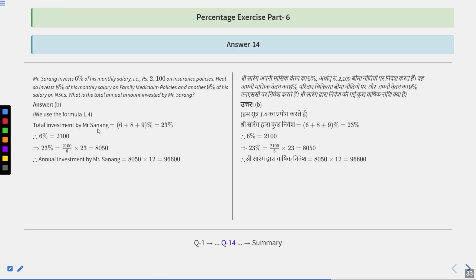Total investment by Sarang is 6%, 8% and 9%. It is given in the question. So we add it, we get 23%, and 6% equals 2,100. So 23% will be 2,100 divided by 6 multiplied by 23, which is 8,050. What will be the annual investment by Mr. Sarang? So we multiply this amount by 12 because this is the monthly investment. So 8,050 multiplied by 12 is 96,600.